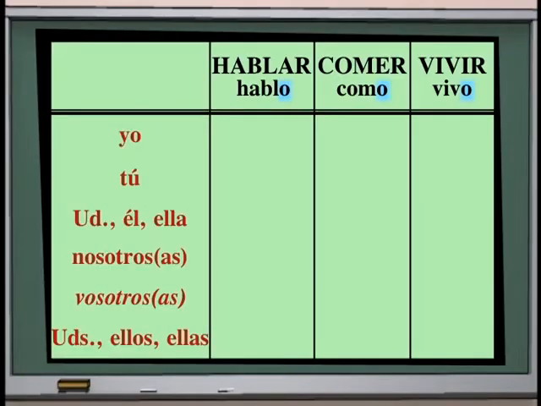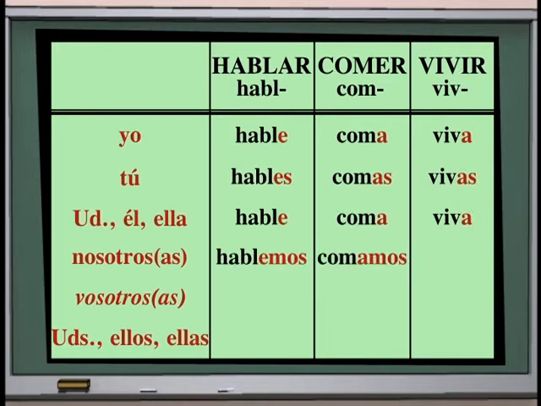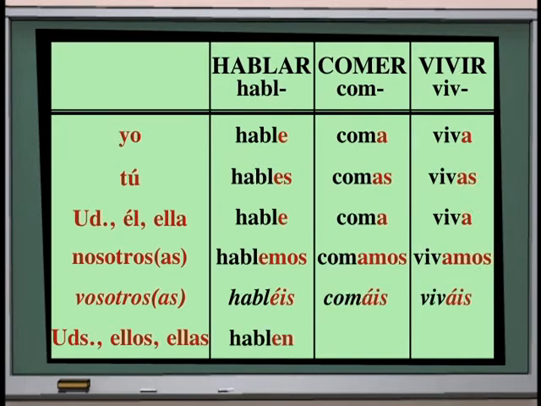To these stems, you add the subjunctive endings. Hable, coma, viva, hables, comas, vivas, hable, coma, viva, hablemos, comamos, vivamos, habléis, comáis, viváis, hablen, coman, vivan. Note again that the subjunctive endings are the opposite of the indicative endings. AR verbs use the vowel E, and ER and IR verbs use the vowel A.